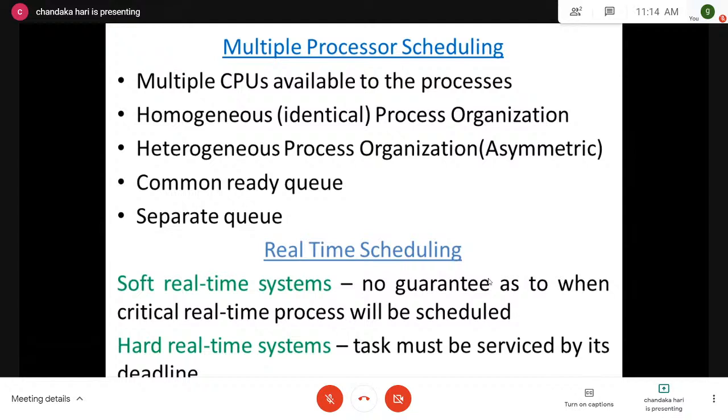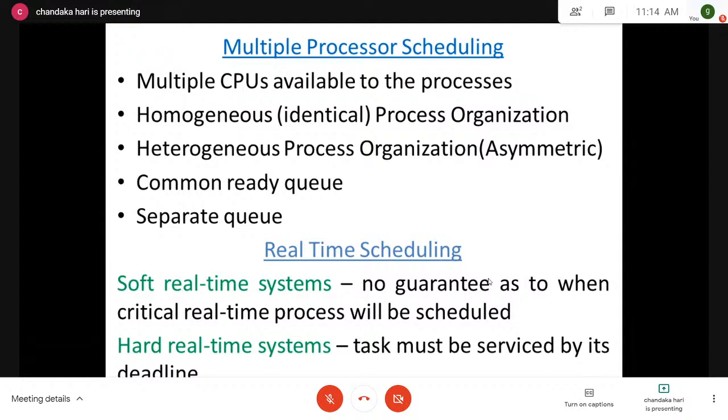So we conclude that no one is completely a master, no one is completely a slave. Everyone is master, everyone is a slave. This kind of scheduling algorithm is called a multiprocessor scheduling algorithm. And coming to the last concept of discussion, that is real-time scheduling.